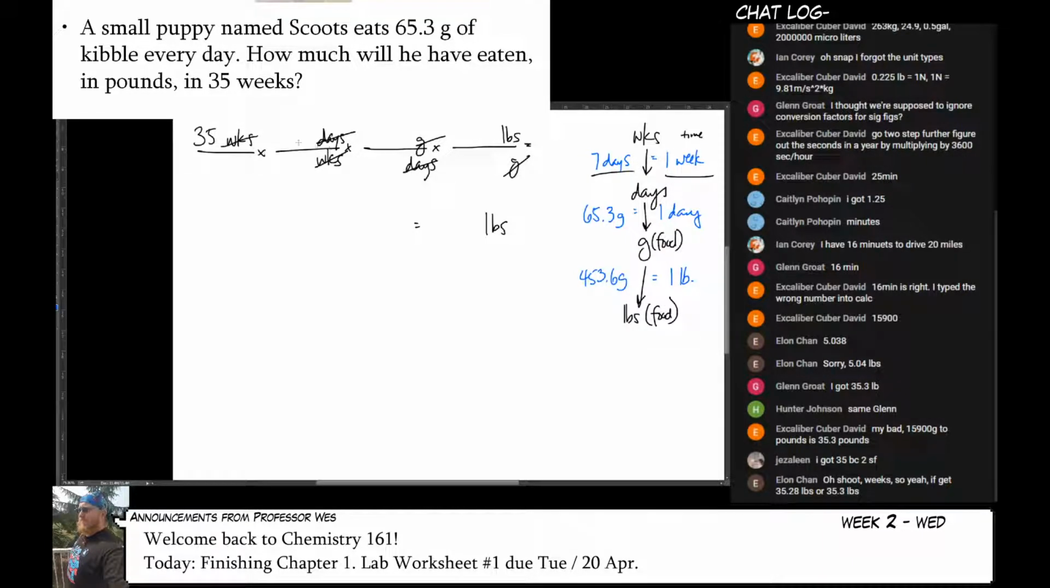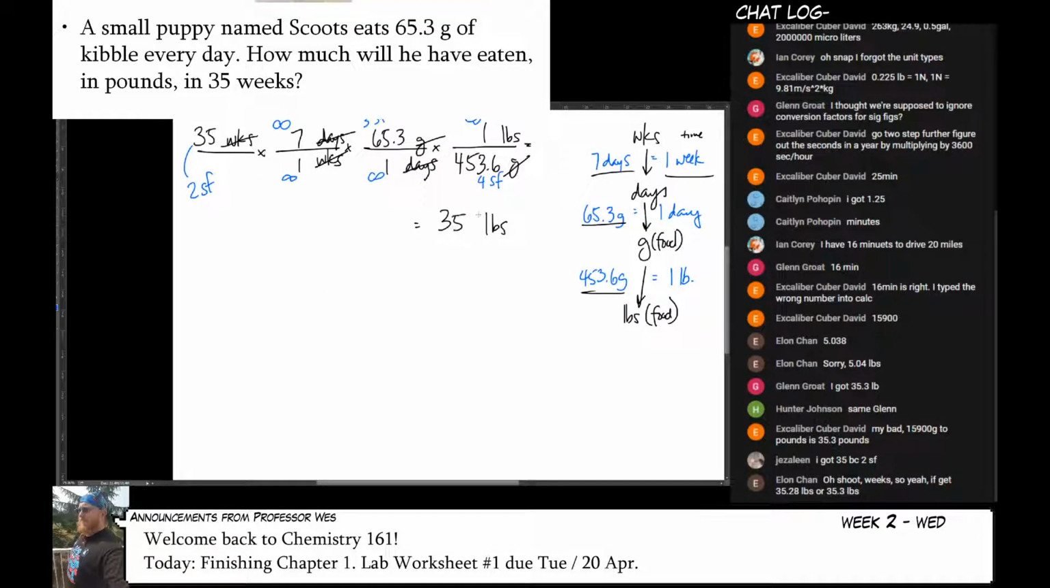So 7 days per week, 65.3 grams per day, and then 453.6 grams per pound. And the result that I get is 35.27. But as people are discovering in the chat, this is only 2 Sig Figs. The rest of these are either infinite or more than that. So our result should only be 2 Sig Figs.